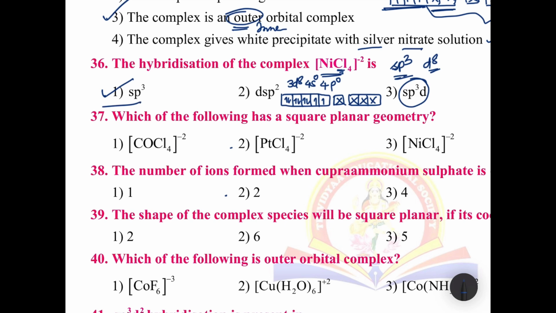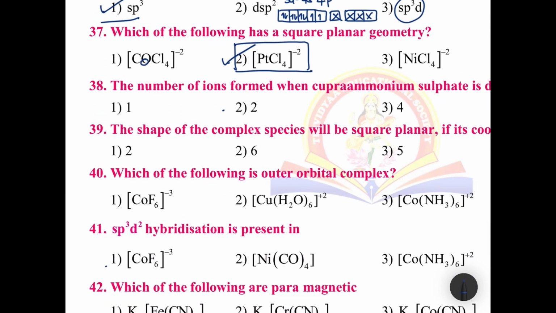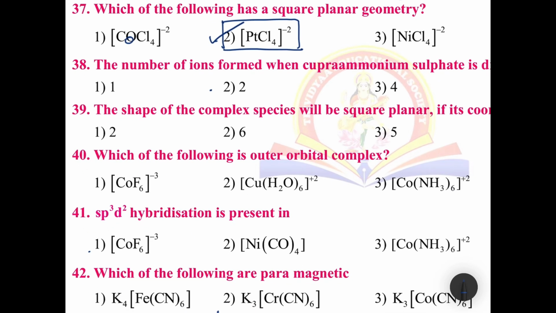Which of the following has a square planar geometry? Platinum with coordination 4 is always square planar. This is CO. Platinum coordination 4, you can go for 99.99% square planar complexes. Platinum, palladium, nickel, generally. Nickel in 4 coordination number. Generally, when d8 configuration is there, they go for square planar. But in case of nickel, nickel tetracarbonyl, nickel tetracyanide, all these we need to check. Nickel tetracyanide is square planar, nickel tetracarbonyl is tetrahedral.